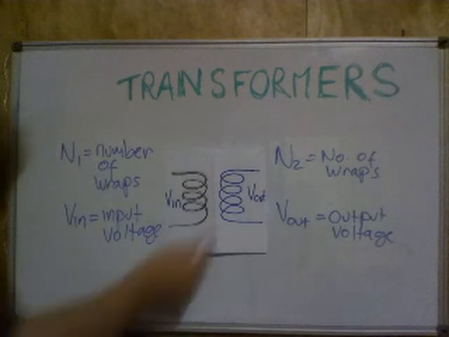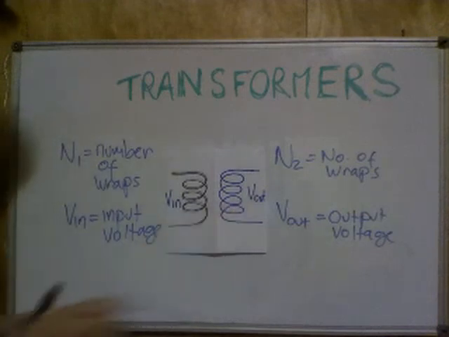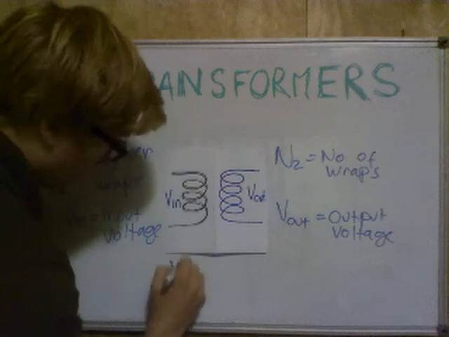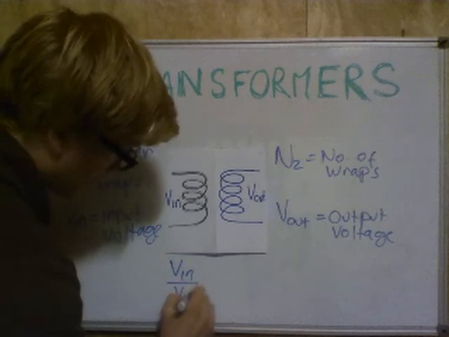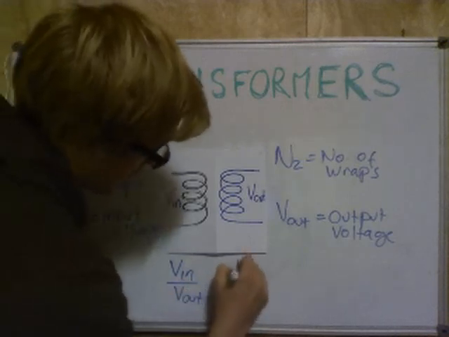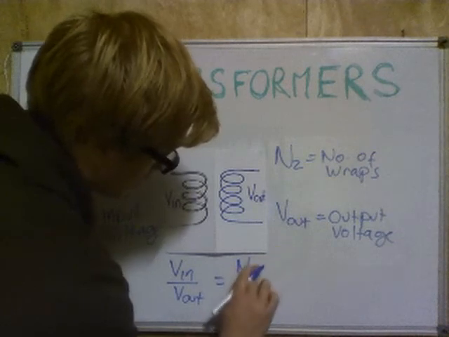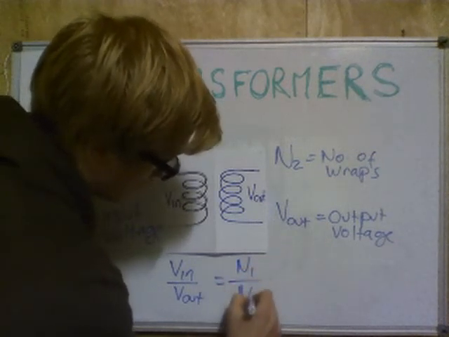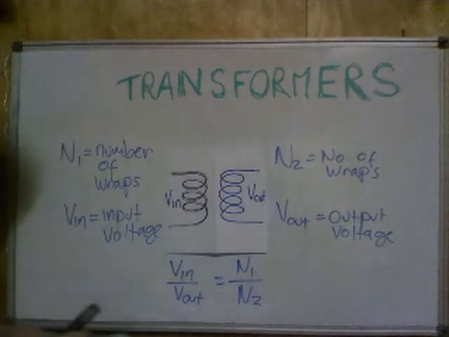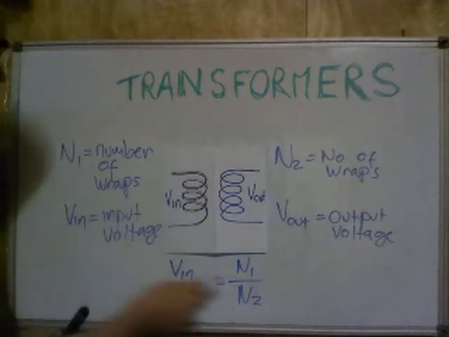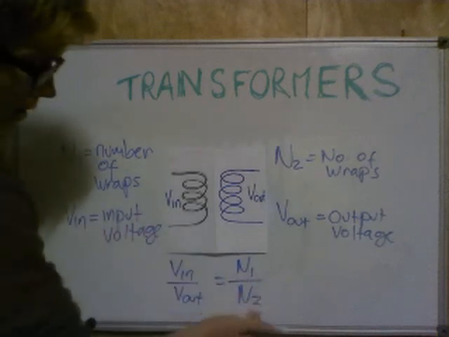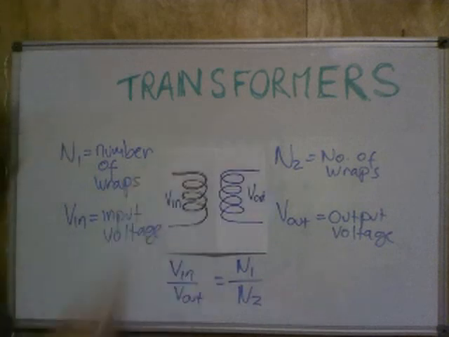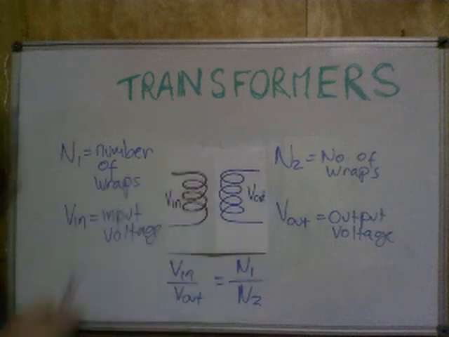Now, the relationship between the input voltage and the output voltage is given as V in over V out equals N1 over N2. So the ratio between the input voltage and the output voltage is actually the ratio of the number of turns on the input side, N1, against the number of turns on the output side, N2. The next thing I'll show is an example of how that formula can be applied.